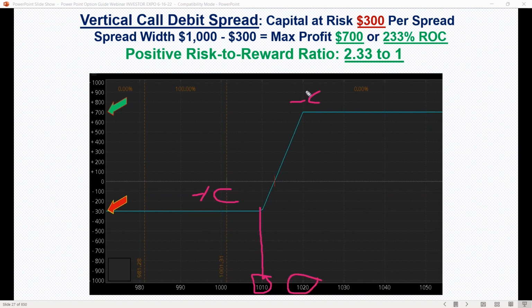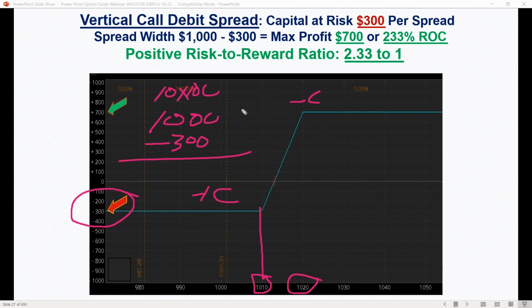So you're long this call, short that call. Now, if you look at that, that's a $10 wide spread, right? So $10 would be then $1,000 wider. One option contract is equivalent to 100 shares. So it's a $1,000 wide spread. The cost of this trade, in this example, is $300. Okay, so that's your capital at risk, 300.